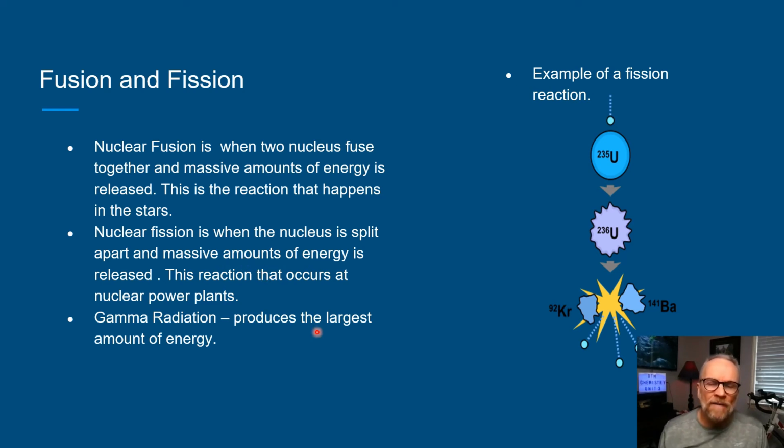You also have, as a result of nuclear reactions, something called gamma radiation, and this produces large amounts of energy. We generally don't think of that as being a mass conversion, but as a byproduct of nuclear fission and nuclear fusion. This is an example of a fission reaction where you have a neutron splitting an atom apart, a nucleus splitting apart and creating lots and lots of energy.